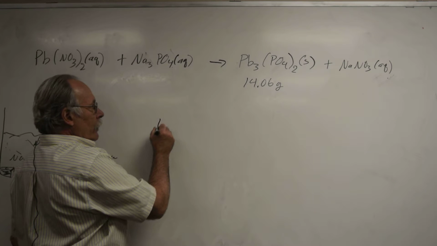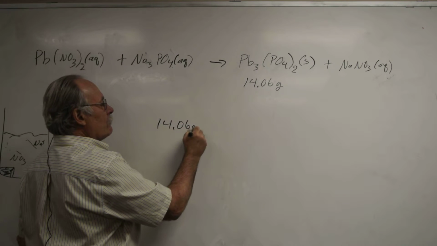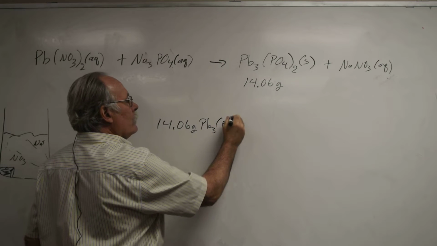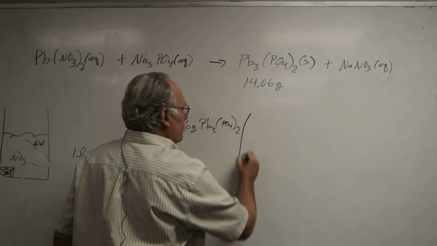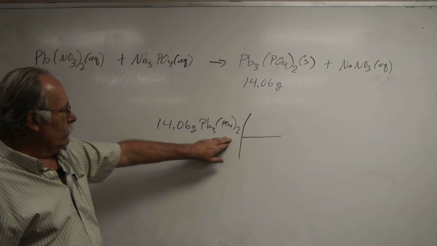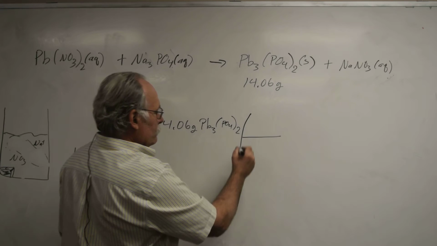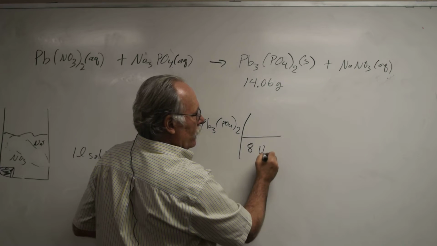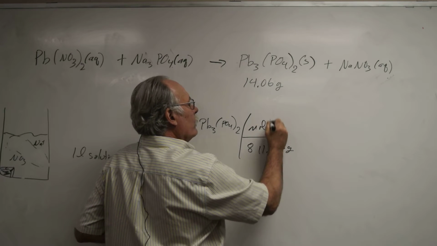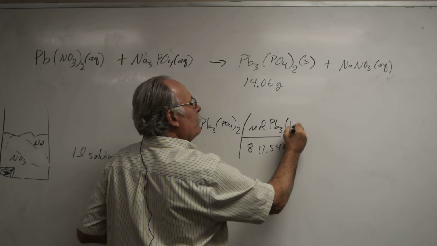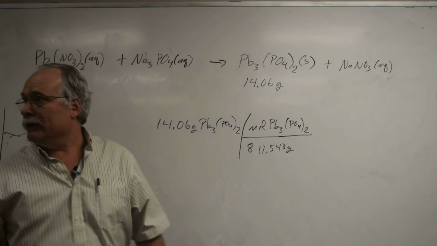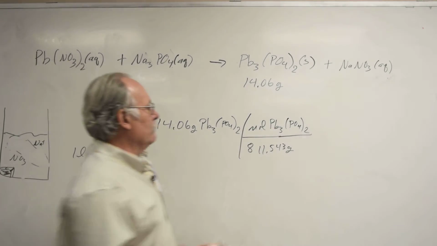So if I have 14.06 grams of Pb3(PO4)2, and I divide by the molar mass, that tells me the moles of Pb3(PO4)2. And this has a molar mass of 811.543 grams per mole of Pb3(PO4)2. This is very heavy. It has 3 leads. Each of those weighs around 207 grams per mole.